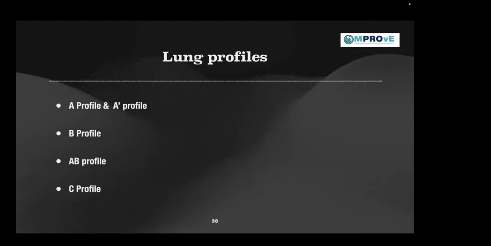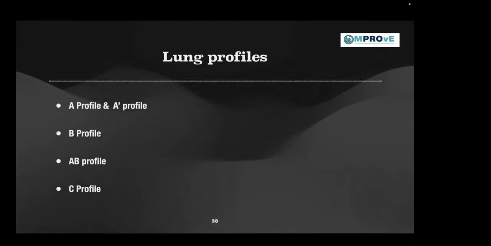Then you have B profile, anything that fills up the pockets of air with fluid, blood, whatever, anything that is liquid will give you B profile. And a combination of A and B, if you can see both, is AB profile. And then there is a C profile. We'll talk about the C profile when we come to the images, but this is consolidation. So if you have a consolidation, C profile, very straightforward. A, B, and C profile.